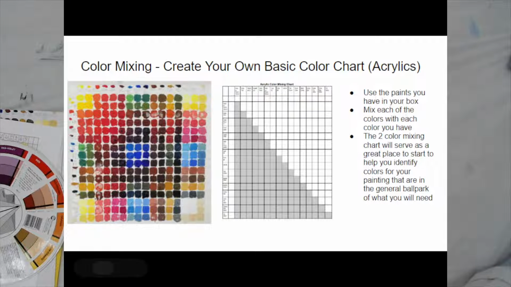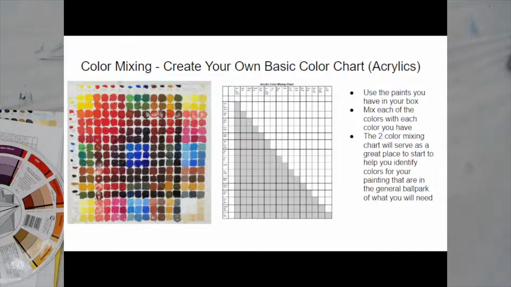I had two different examples. One was oil, this one was acrylics. It doesn't matter. You could use this for watercolors, for gouache, for inks. Whatever color medium you have, you can use this type of chart to help you with color mixing.